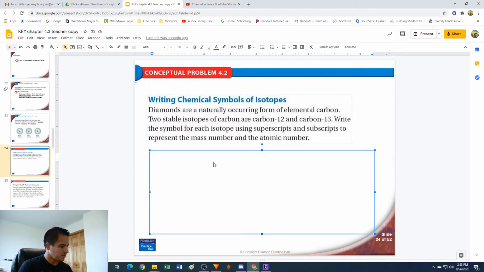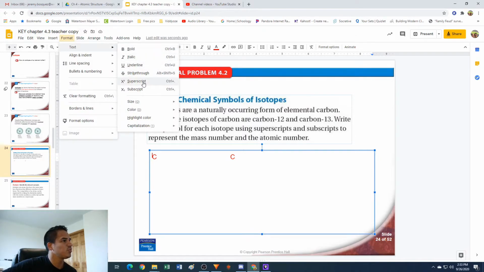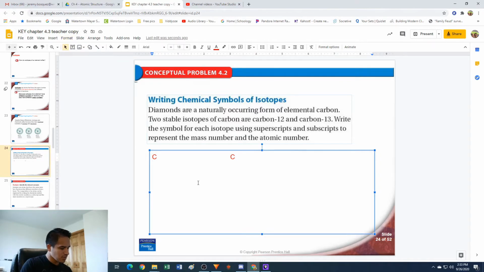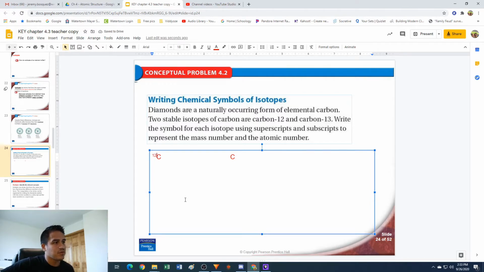So, all right, we are going to have a C for carbon, and we're going to have two C's because we're going to write two different isotope notations here. Now, there are little hotkeys to do superscript and subscript. But otherwise, if you go to Format, Text, Superscript, this will let you write numbers up above. Sorry, let's try this again. Format, Text, Superscript. There you go, like that. So you write numbers up above. That's what we call a superscript.